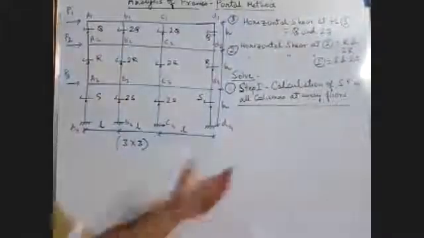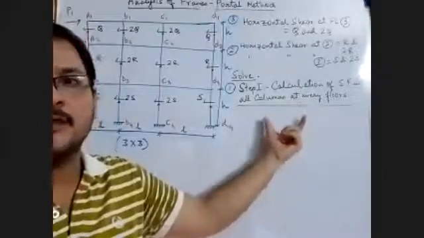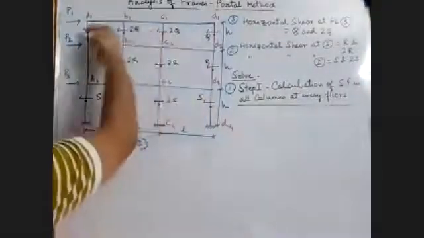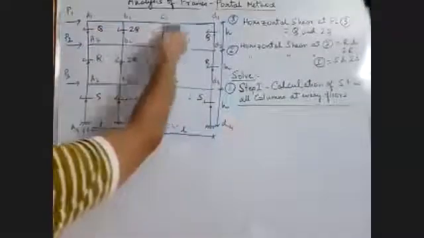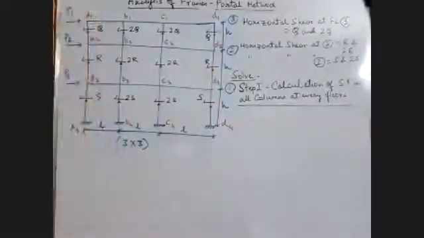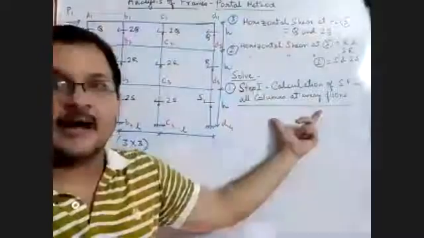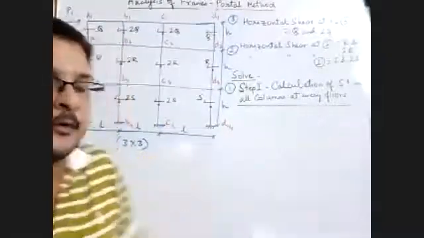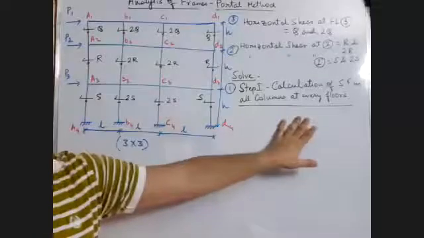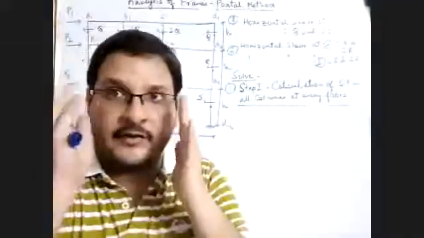So what am I talking about? Step 1 is calculation of shear force in all the columns. That means we have to calculate Q, 2Q, 2Q, Q, then R, 2R, 2R, R. The values P1, P2, P3 will be given in the question paper in the examination, and you have to calculate the shear forces R, Q, and S at each floor. So the first step is calculation of shear force in all the floor levels.